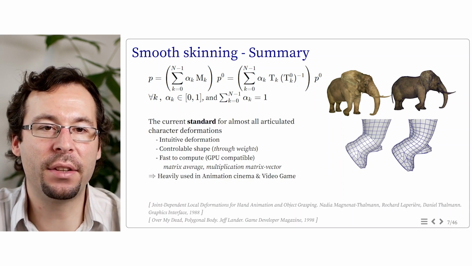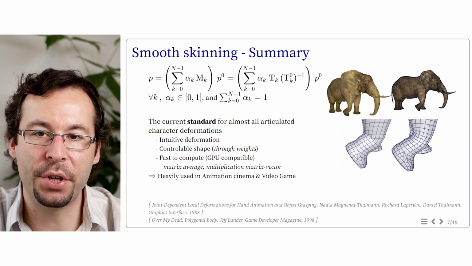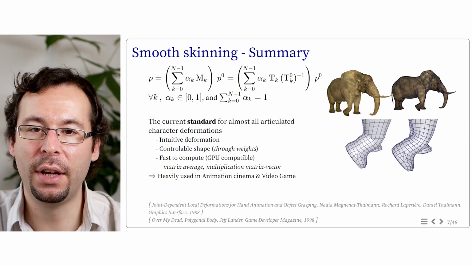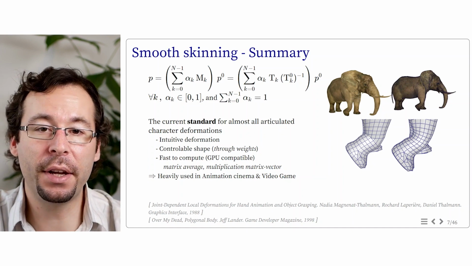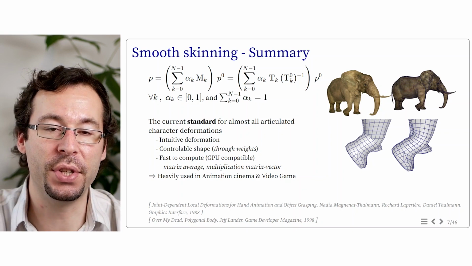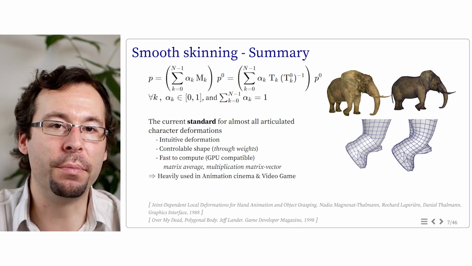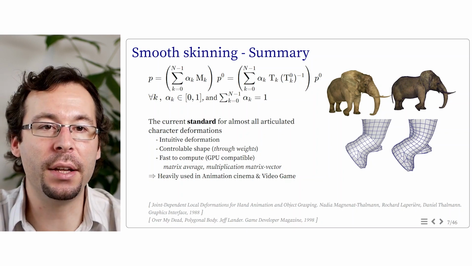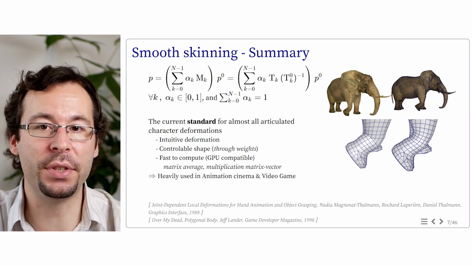And this smooth skinning is actually the very standard for almost all articulated character deformations. It provides a very intuitive type of deformation based on a skeleton. The deformed shape is controllable through the skinning weights, and it's very efficient to compute, as we can see that it's mostly relying on blending matrices and applying matrix-vector products. And it can be easily computed entirely on the GPU. As a result, this approach is heavily used in animation, cinema, and video games. Almost all characters are animated using skinning.